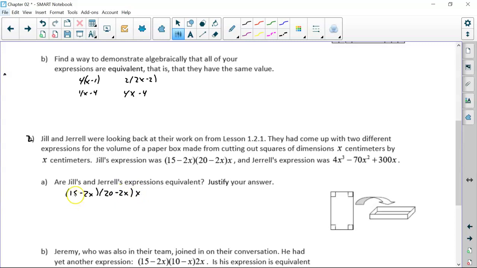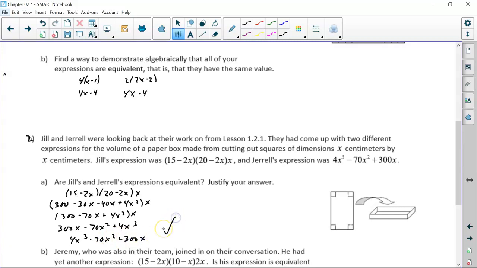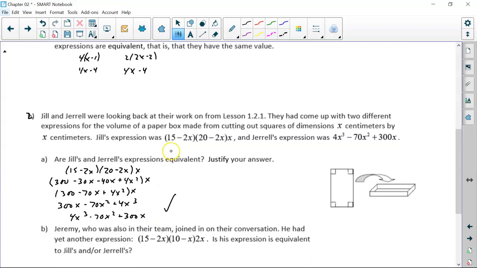I'm going to multiply the binomials first. 15 times 20 is 300, minus 30x minus 40x plus 4x squared, and that's times x. We're going to combine first: 300 minus 70x plus 4x squared, and then we distribute the x: 300x minus 70x squared plus 4x cubed. And when we write that in standard form, 4x cubed minus 70x squared plus 300x. So you can see they're equivalent. They equal the same thing.